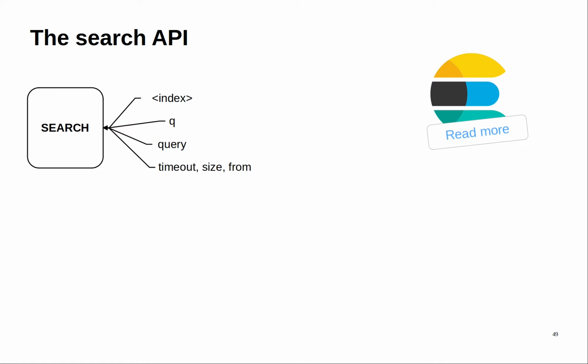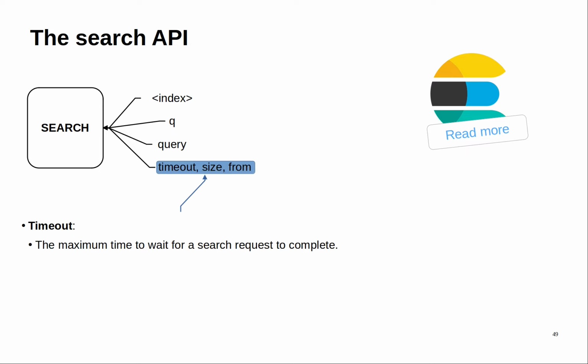In addition to the index, q, and query parameters, the search method supports additional arguments such as timeout, size, and from. Timeout specifies the maximum time to wait for a search request to complete. The time unit can be seconds, milliseconds, days, etc. If you want to read more, please click on this hyperlink.